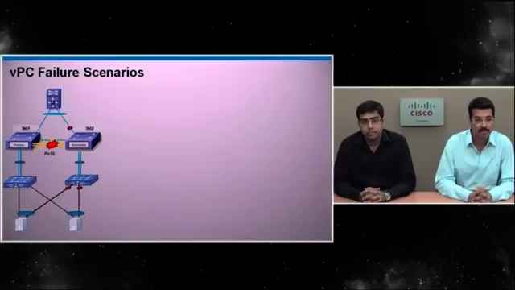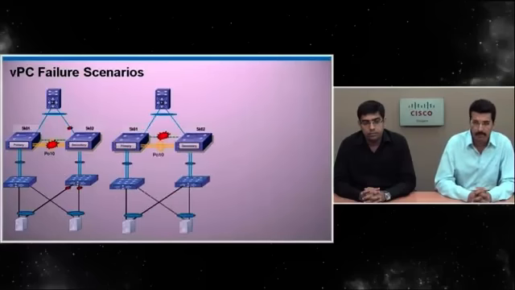Now in this particular failure scenario, what the VPC secondary does is it suspends all of its VPC member ports if it can still receive a keep alive message from the VPC primary. Because obviously it knows that the primary is up, so it does not need to worry about forwarding traffic. And all the servers or the hosts redistribute their traffic towards the VPC member ports that are connected to Nexus 7K1.